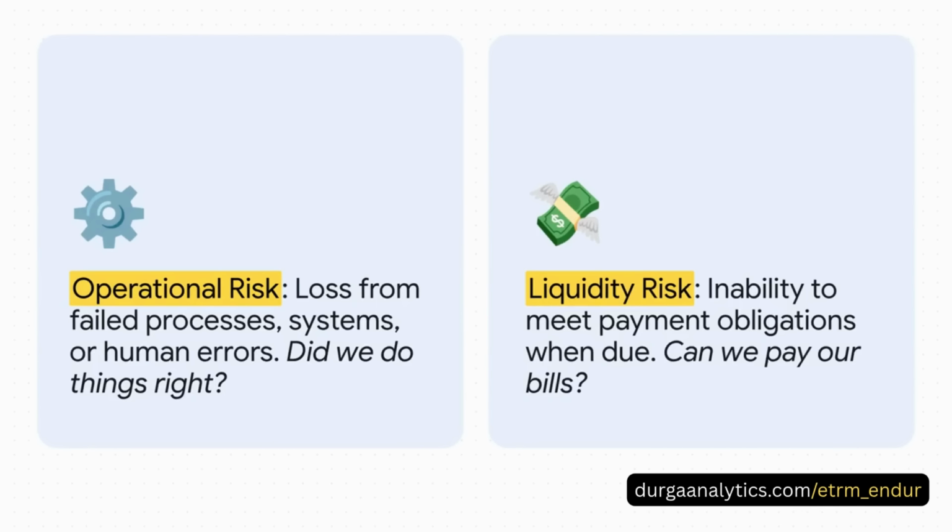It's really important to see the distinction here. Operational risk is basically asking, did we mess something up internally? Did our process break? Liquidity risk, on the other hand, asks a much more brutal question. Do we have enough cash to pay our bills today? One is about process, the other is about survival. And you can have the best processes in the world, but if you run out of cash, it's game over.